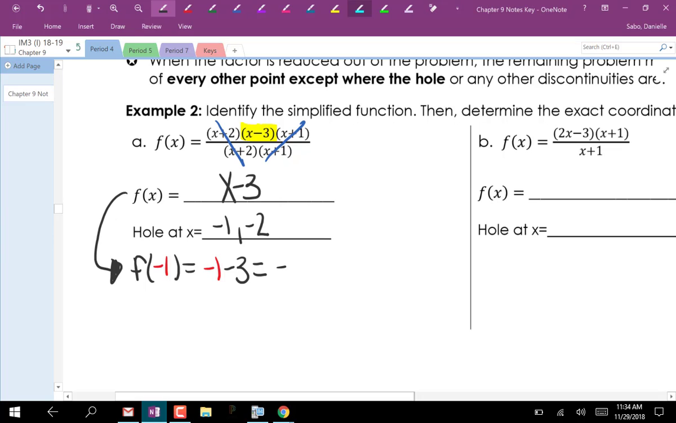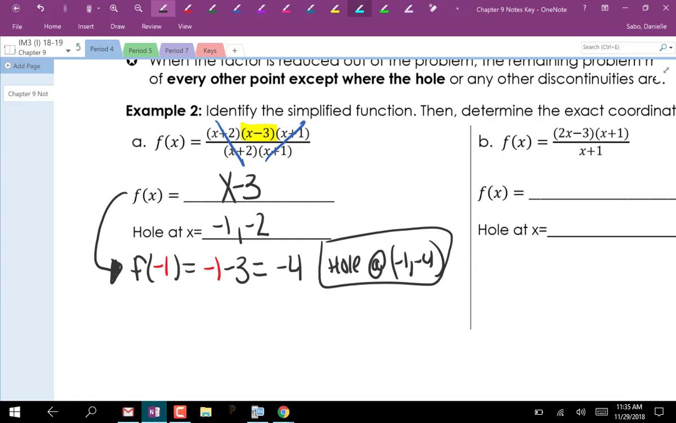-4. So now you found your y value. So then you go on the graph and you can actually plot it now. Because you can't just plot -1. But you can plot a hole at (-1, -4). Okay, so on the graph now you can actually go there and figure that out.